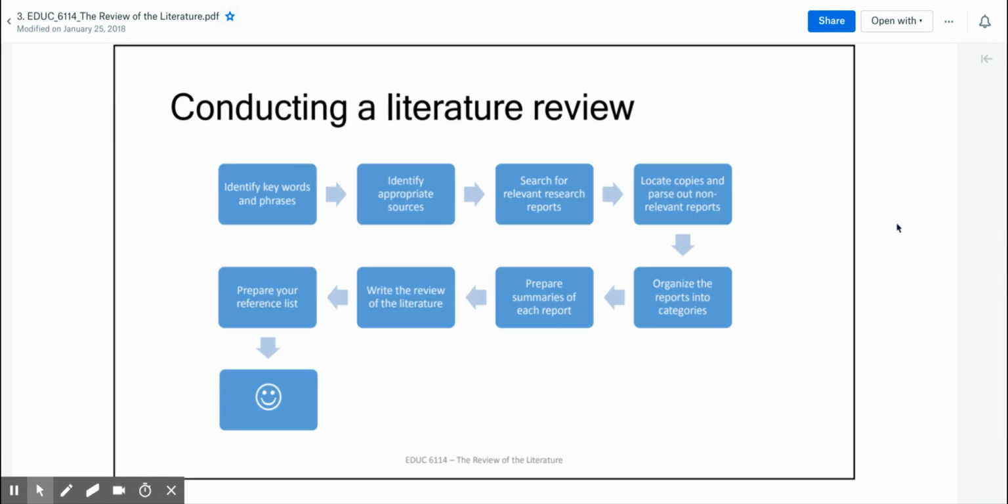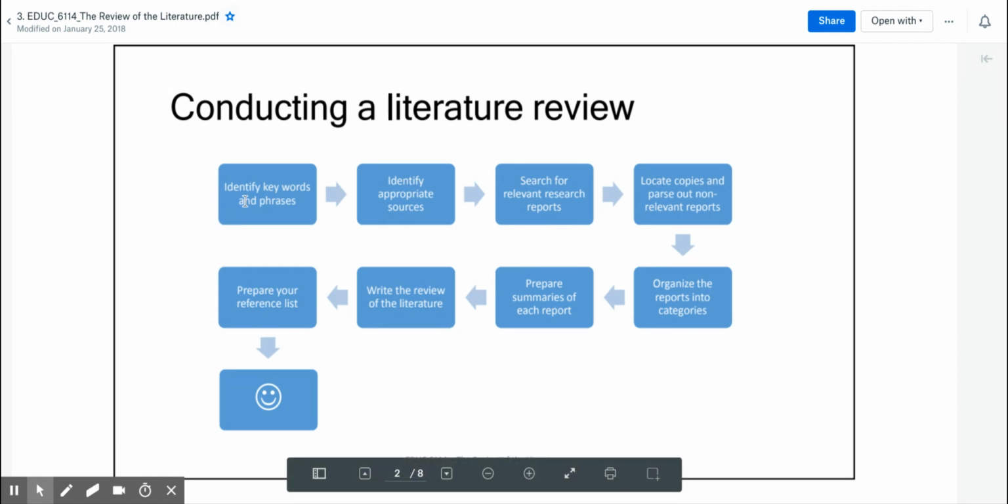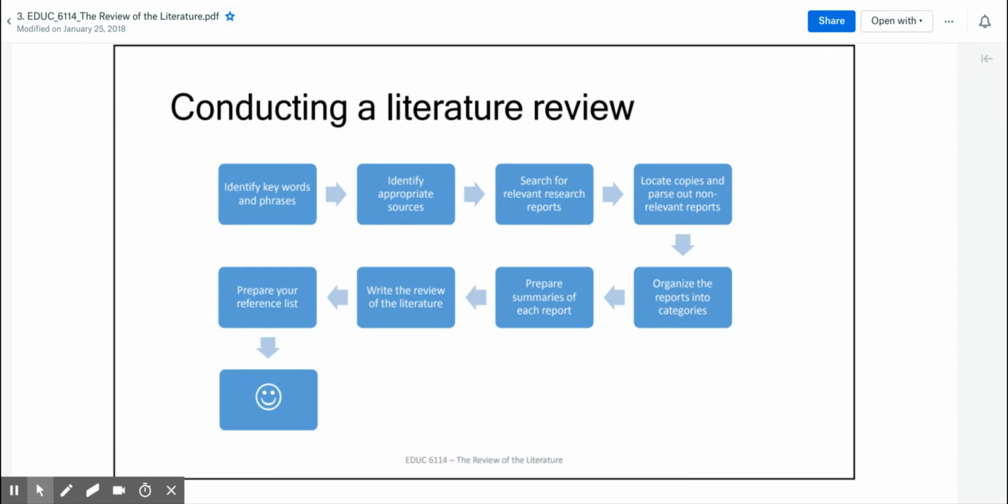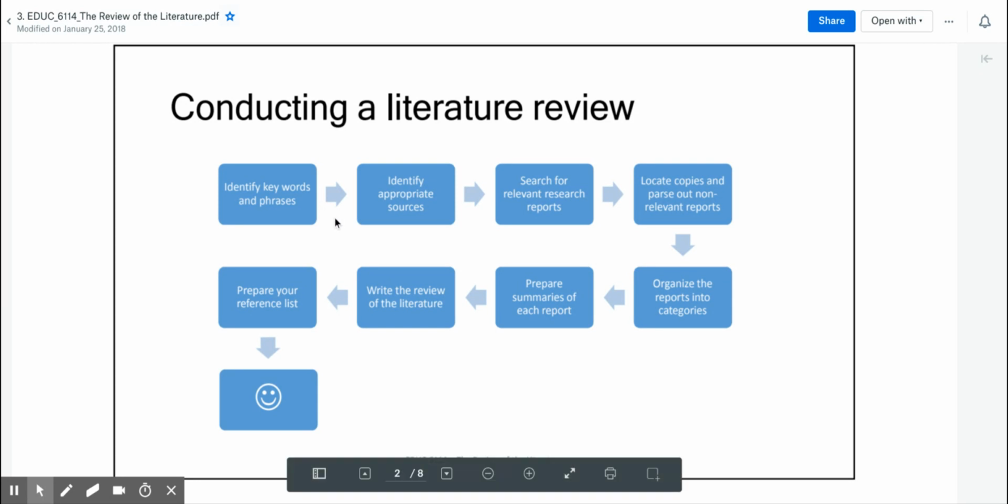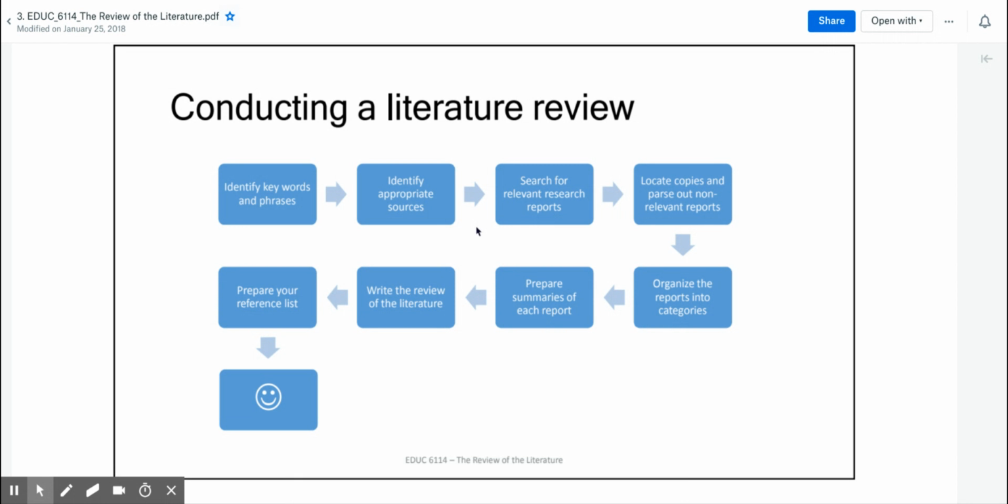All right. Again, conducting a literature review: identify the keyword or phrase, and also the construct name, right? Then you identify the source of information, sometimes a book, sometimes a database. Nowadays we are using electronic databases, right? Using keyword search, it's a lot easier and faster than before.